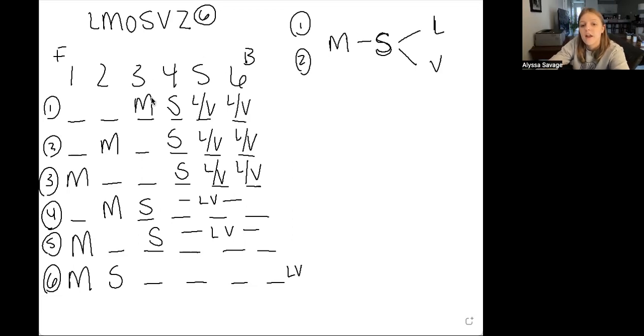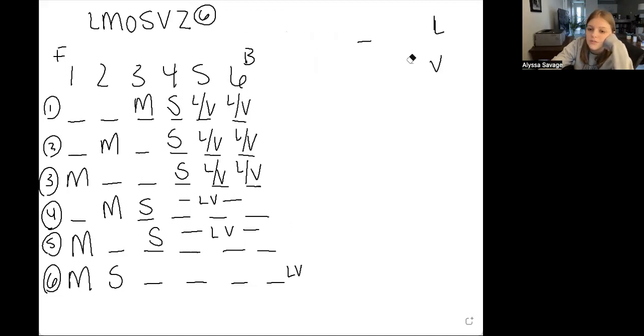So now that I've got M, S, and my L and V semi-placed, I don't really have to think about this rule or these 2 rules anymore. So I'm going to erase it because I don't have to think about them anymore. But we're going to move on to our 3rd rule, which says that V and Z are each closer to the front than O. So if V and Z are closer to the front, that means that they're always going to be on the left side of O.